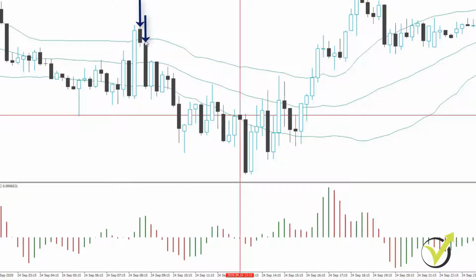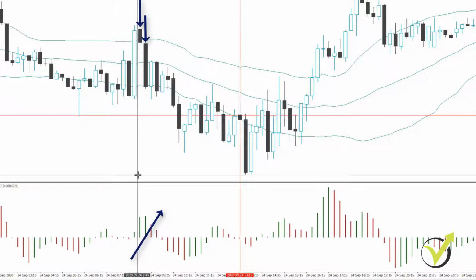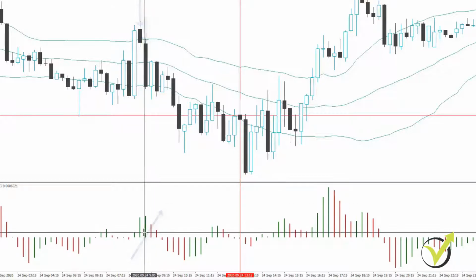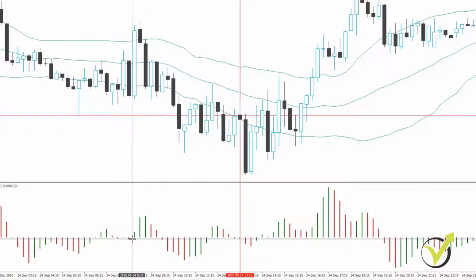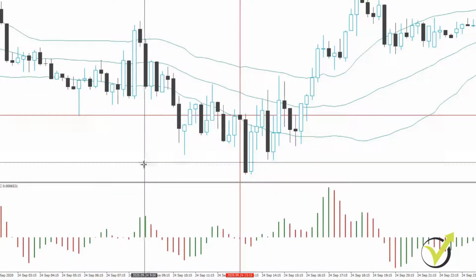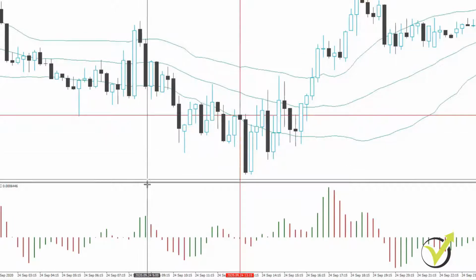But at the same time, we will need to see that the accelerator oscillator crosses the zero line upwards, which in this case happened a little bit earlier, 2 bars earlier, or 2 candlesticks before the signal from the Bollinger Band. So there is no confirmation.